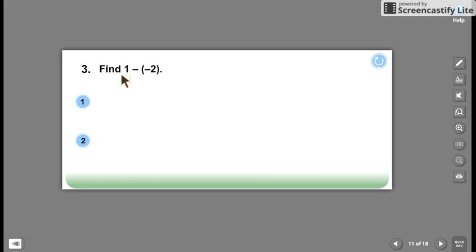Example 3, find 1 minus negative 2. Let's rewrite our subtraction sentence as an addition sentence. So 1 minus negative 2 is the same thing as saying 1 plus 2. Subtraction turned into addition. The opposite of negative 2 was positive 2. So the answer is 3.